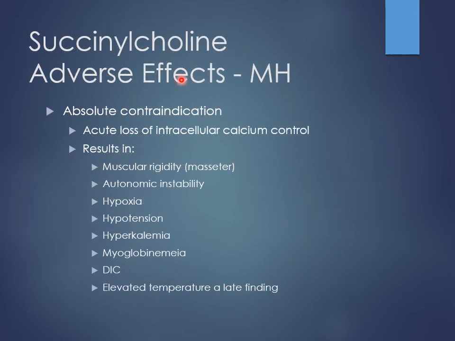Okay, so again, looking at absolute contraindications, anything where you're having malignant hyperthermia, you're having that loss of intracellular calcium control. So as you can see, that muscular rigidity that can occur there can certainly interfere with your intubation. You see hypoxia, hypotension, hyperkalemia, all these bad things. So again, be very careful. Make sure you at least ask the history if they have any issues with anesthetics.